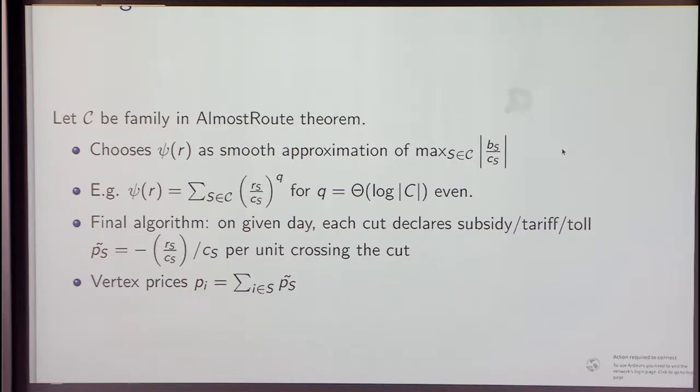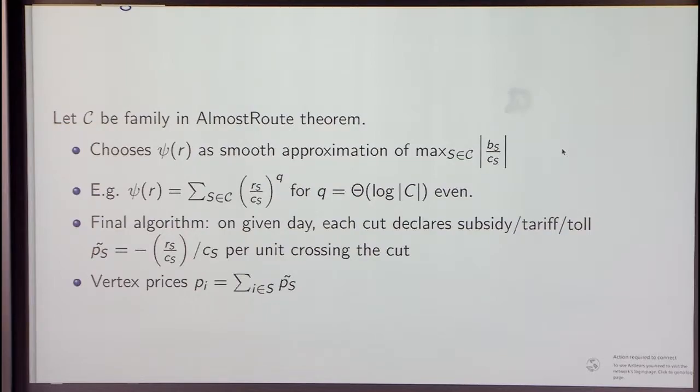There are various things you could use, different functions. I'll just pick one. This is like an infinity norm. In particular, if you take a Q norm for Q like log n, the Q norm crudely approximates the infinity norm, and it's differentiable. So the final algorithm is exactly the algorithm that I said before, using this as the psi function.